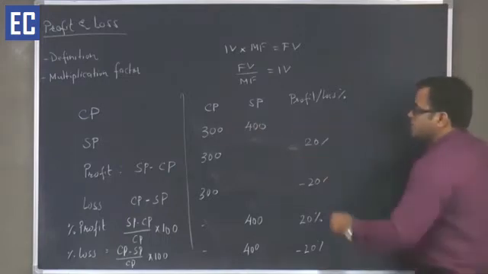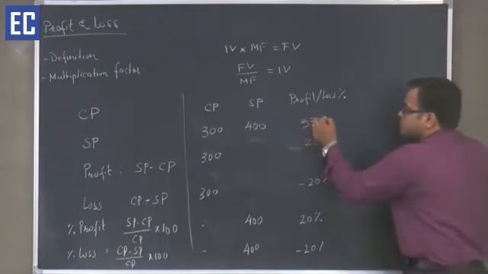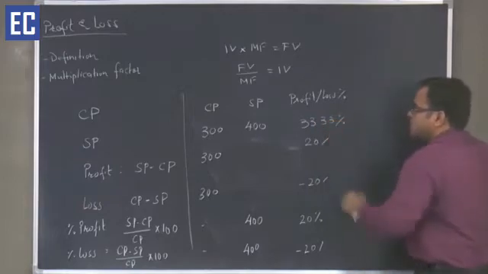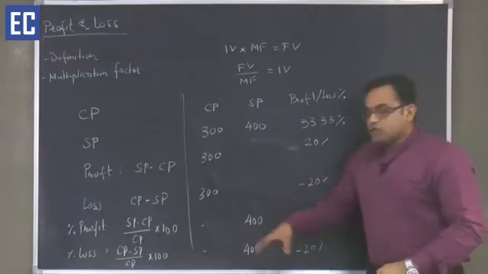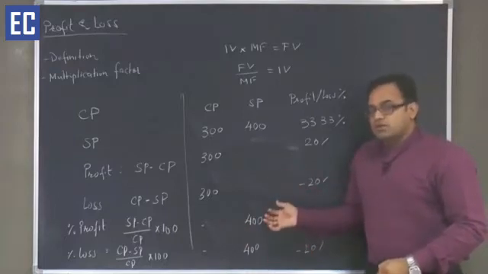1 upon 3 is 33.33%. So this is 33.33%. It would be a good idea for you to pause this video at this point and fill in the values for each of these cases before you continue with this.